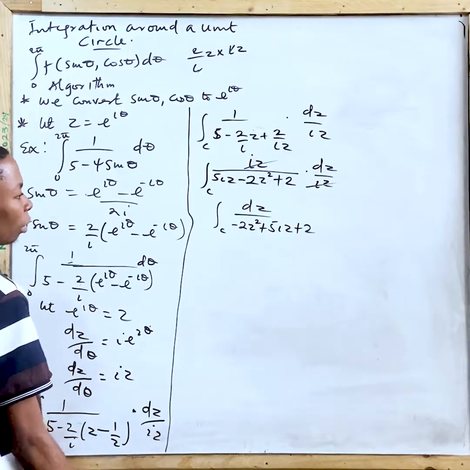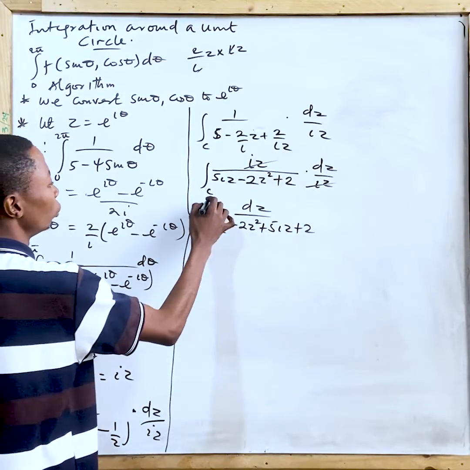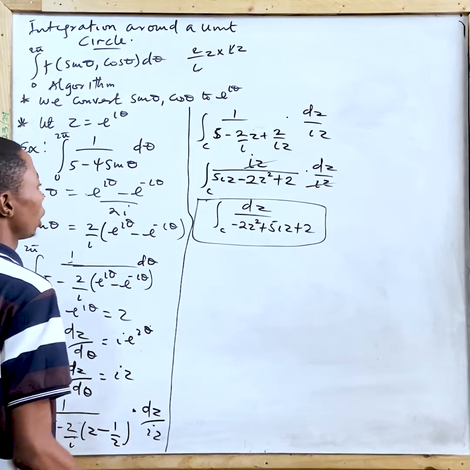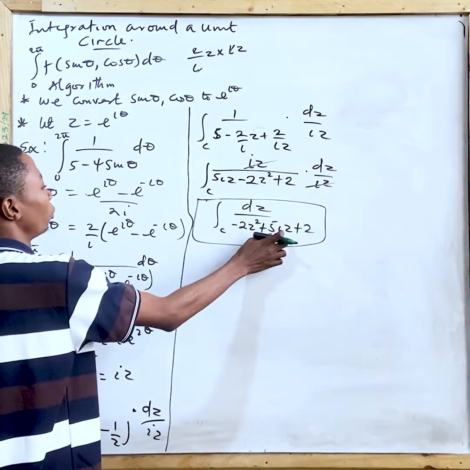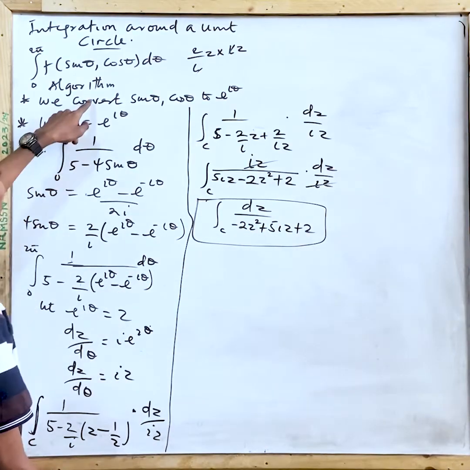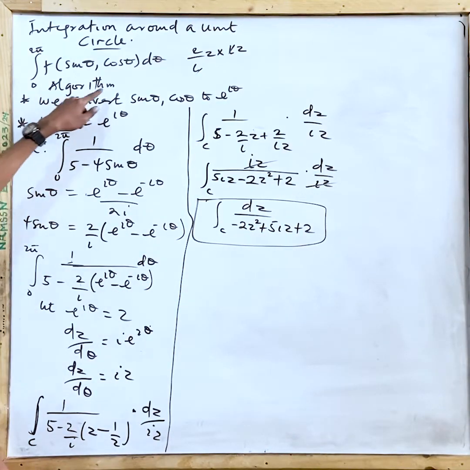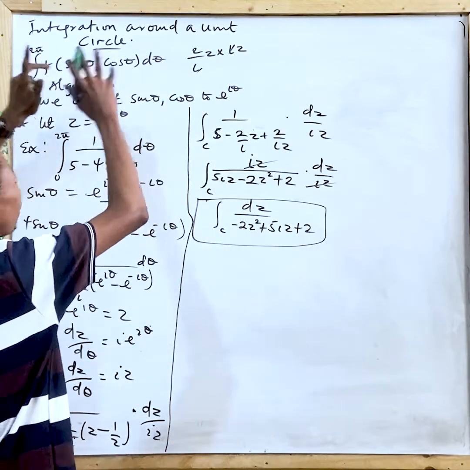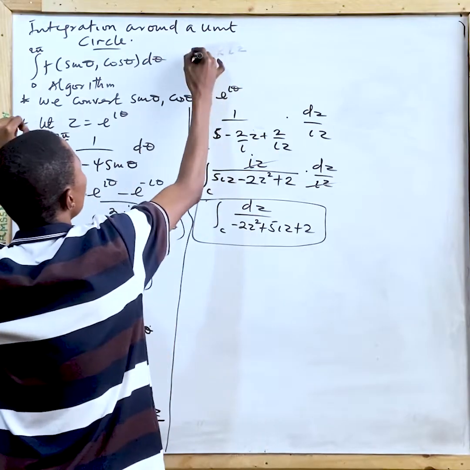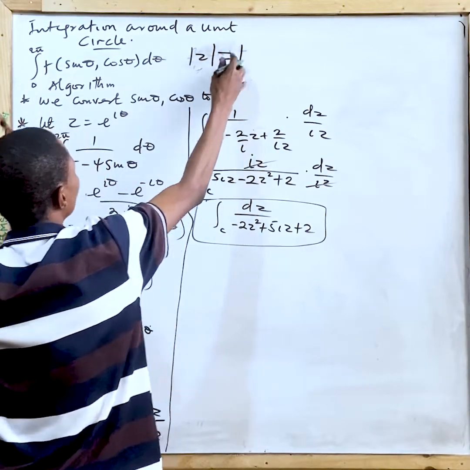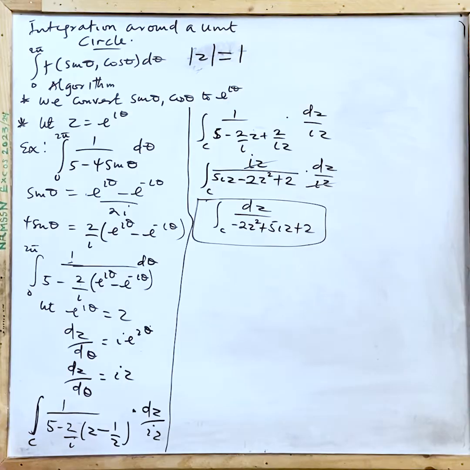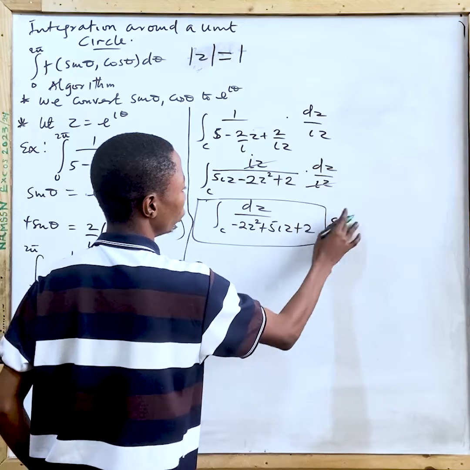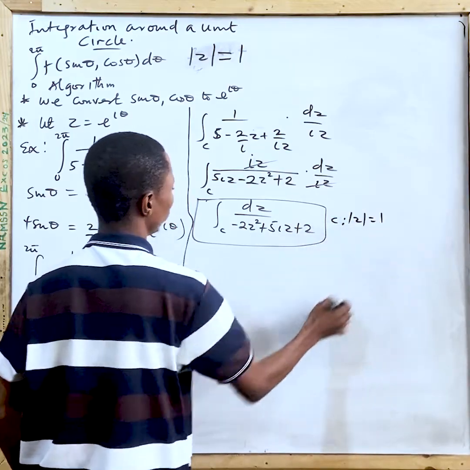So how do I move from here now? That is where my residue will come into play. So from here, we'll go back to our residue theorem. How do I use residue from here? I'll find the poles. Because I forgot to mention that we are integrating around the circle, it means that the absolute value of z is always 1, like the radius of the circle is always 1. Here now, C is such that the absolute value of z is equal to 1.